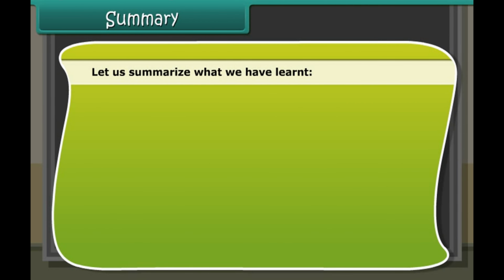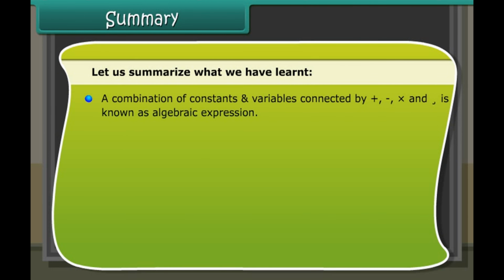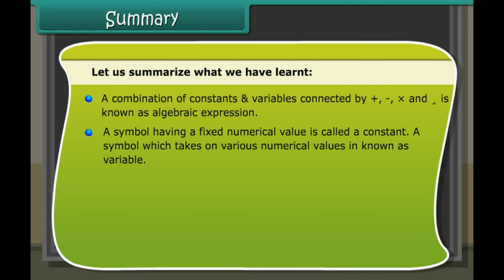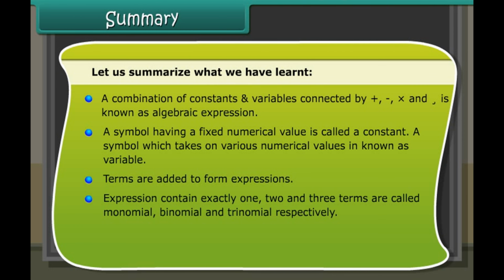Summary. Let us summarize what we have learned. A combination of constants and variables connected by plus, minus, multiplication and division is known as an algebraic expression. A symbol having a fixed numerical value is called a constant. A symbol which takes on various numerical values is known as a variable. Terms are added to form expressions. Expressions containing exactly 1, 2, and 3 terms are called monomial, binomial, and trinomial respectively.